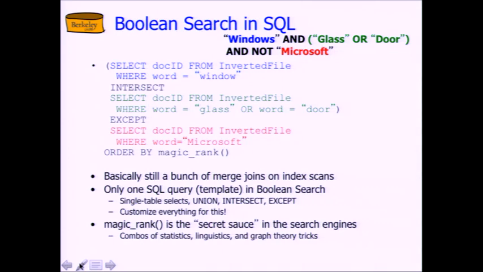The blue stuff is the Windows lookup. The "and" is the intersect. The green stuff is the Glassdoor. And the "and not" is the except, and the Microsoft is the red stuff. So it's still just a bunch of... All of these things can be done with merges of those postings lists. So the whole query plan, even when it gets messier than this, is just one big merge of a whole bunch of index lookup results. That's why it can be pretty darn fast, right?